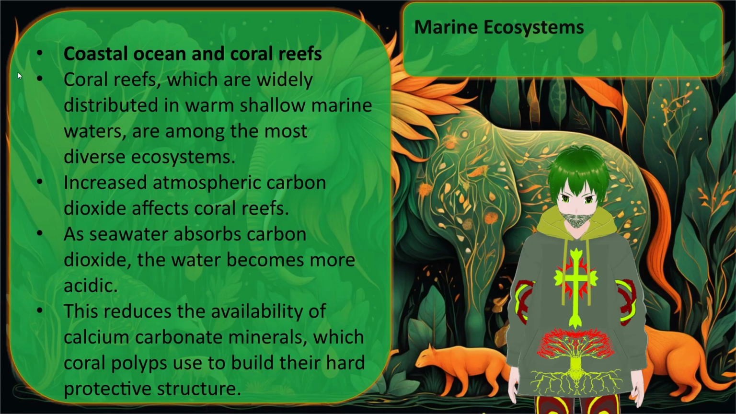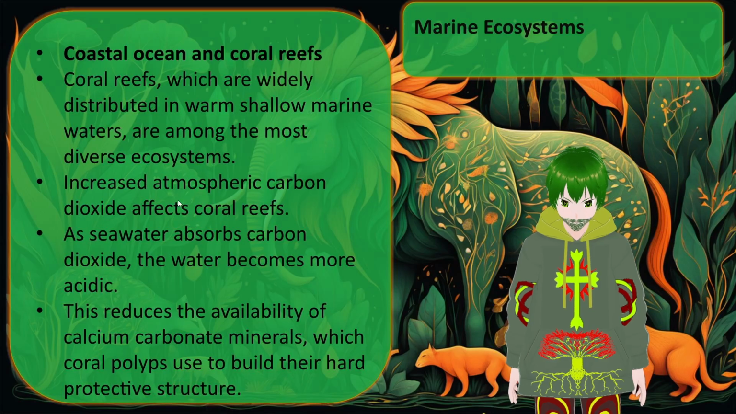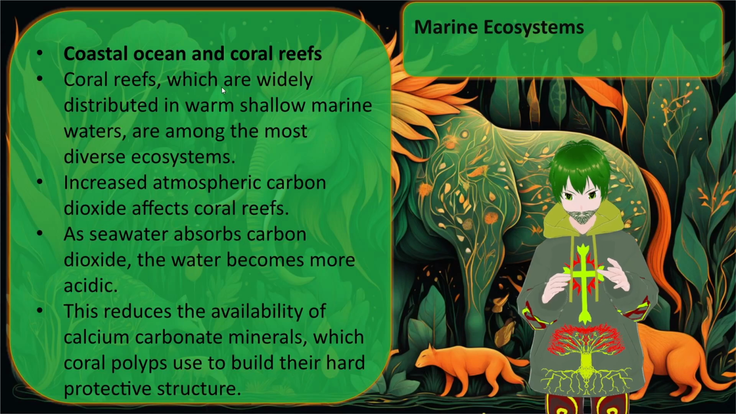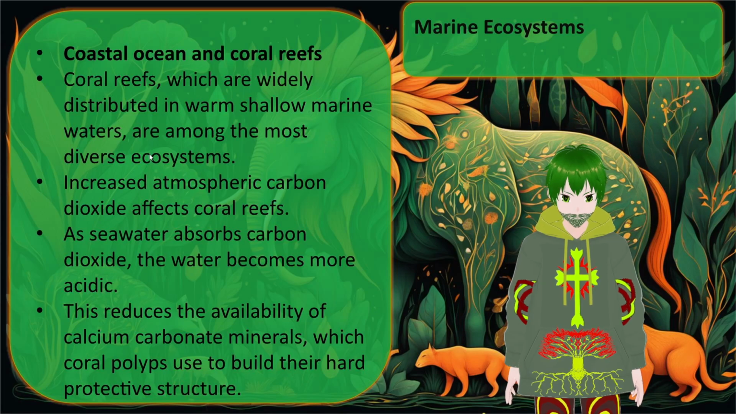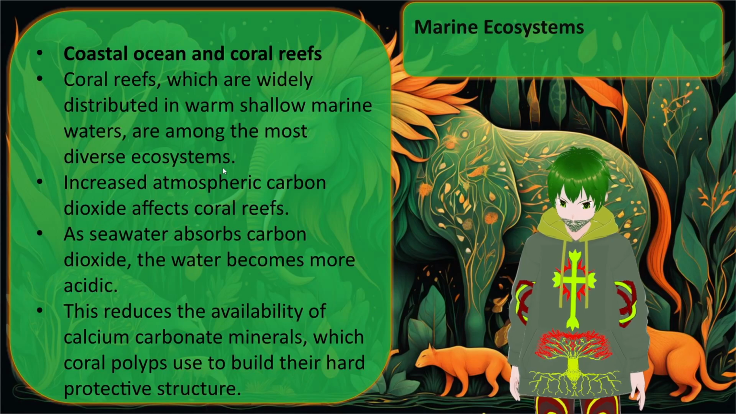Now, the coastal ocean and coral reefs are going to be shallow areas near the land. So if you think about a map of the world, there's an entire inland area called the Gulf of Mexico. It's connected to the ocean, but it's actually really shallow in comparison to the rest of the ocean.